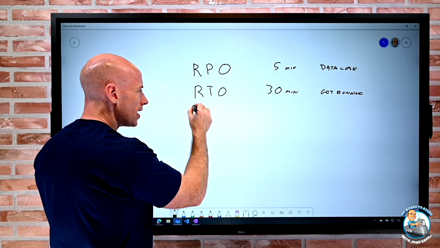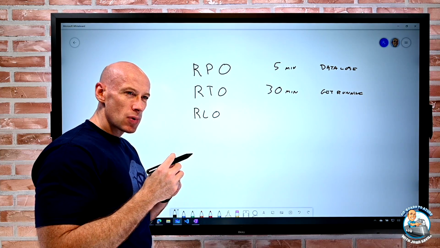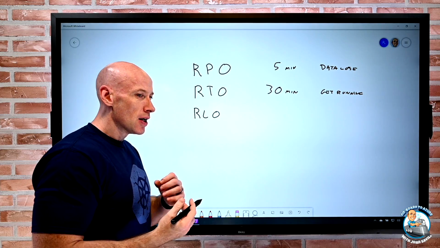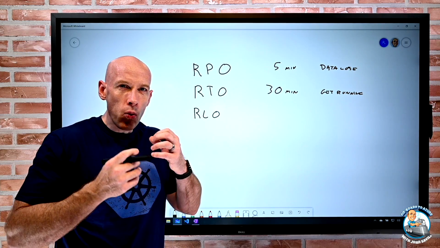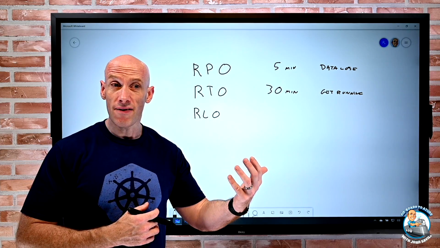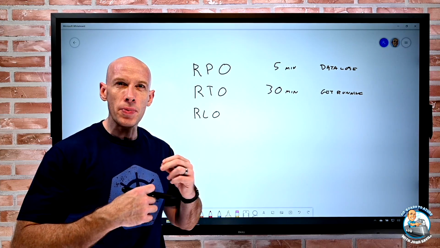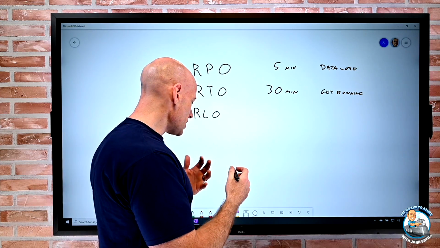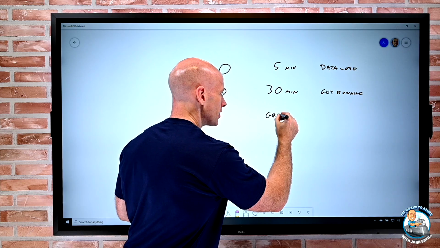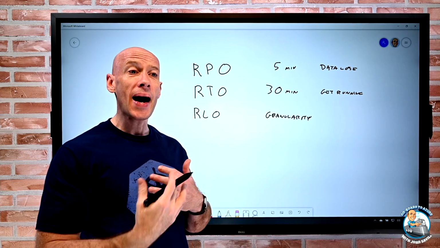And then you might also hear of RLO, the recovery level objective. This would say, for example, what is it I want to restore? This could be, I want to restore an entire VM. This might be, I want to restore a particular database or a particular item. So this is more around the granularity of exactly what I want to be able to bring back.